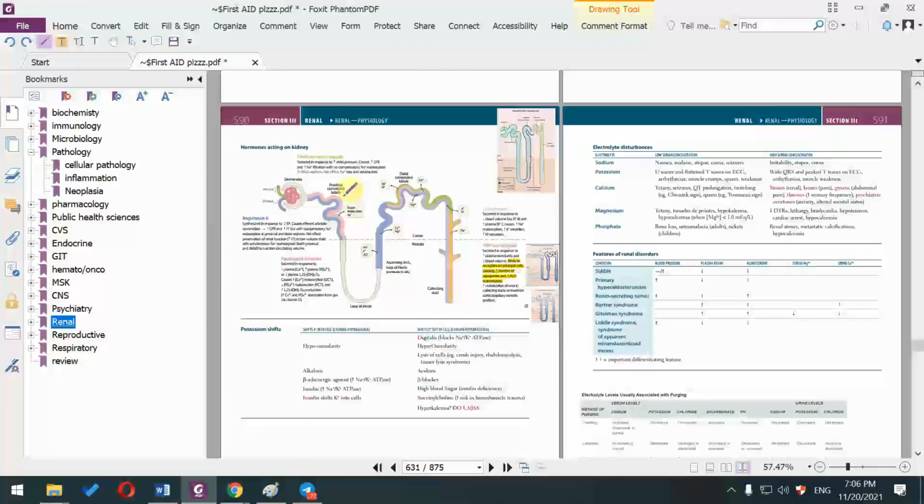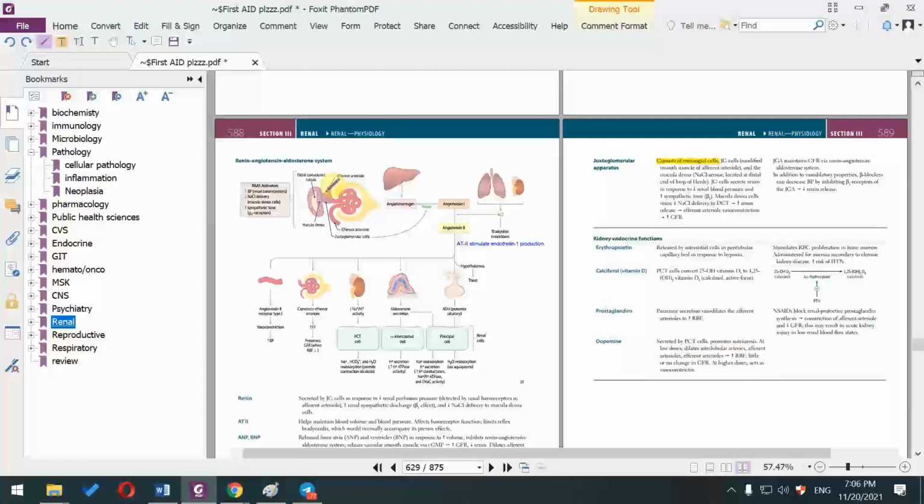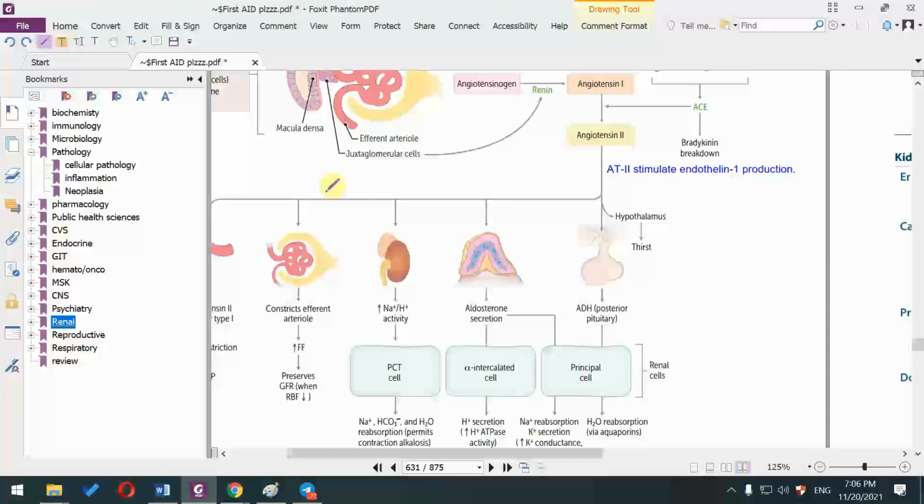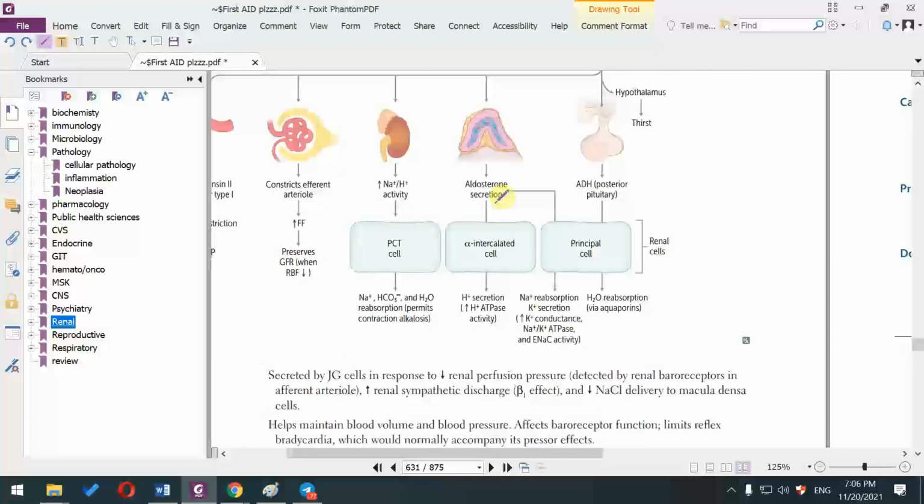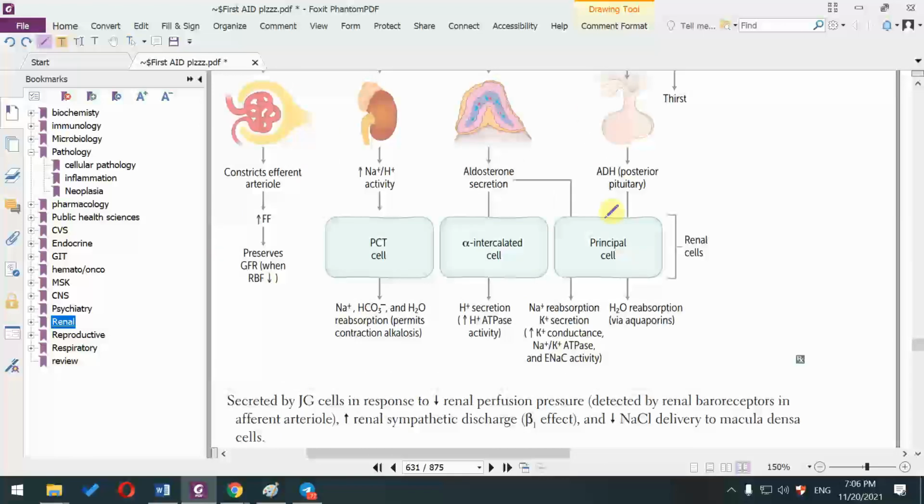So the next thing I'm going to tell you about now, yes, aldosterone was secreted from the zona glomerulosa. You are completely correct. And that will lead to activation of the principal cells, which lead to further sodium reabsorption and potassium secretion. So more potassium going outside, and there will be more potassium conductance, which leads to more potassium movement to the outside. And sodium potassium ATPase and ENaC activity.